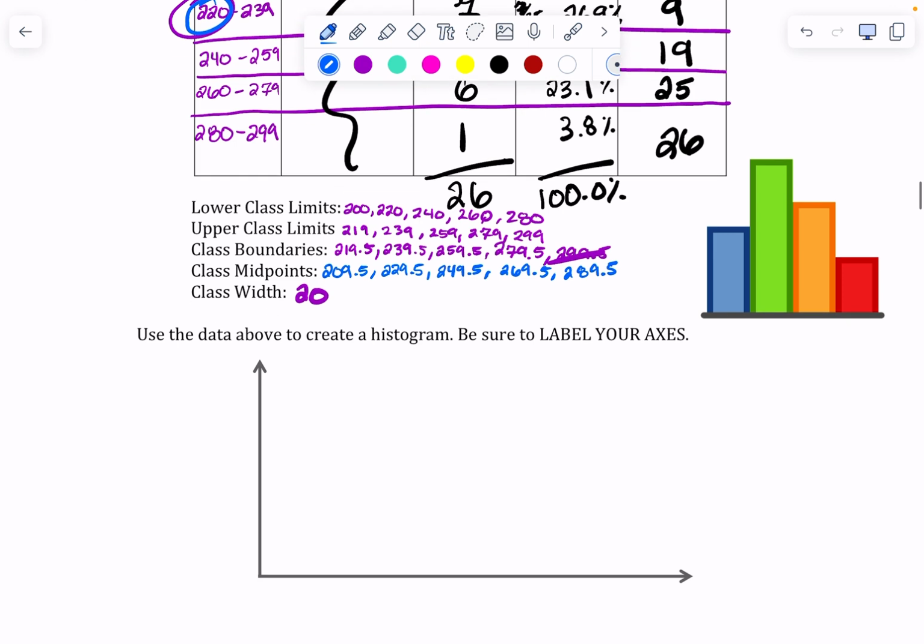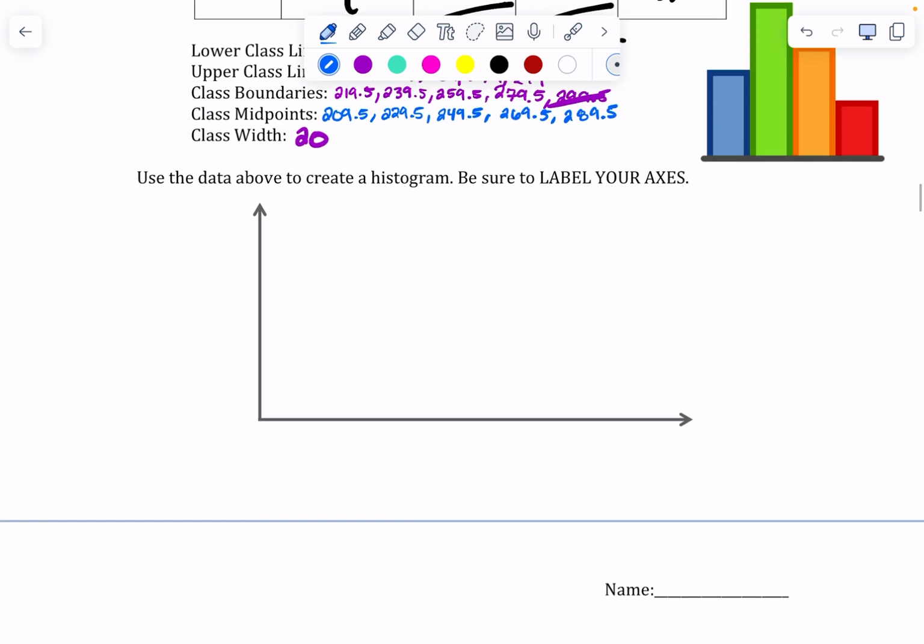Okay. Use the data above to create a histogram. Be sure to label your axes or I take off points. Let's do that first. What is your bottom axis title? Axis labels. What's the bottom? What goes down here?